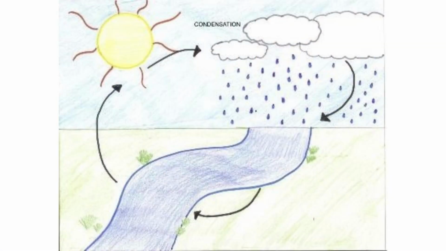Okay, so when the warm air rises, it carries the water vapor with it, and as the air rises higher, it cools down, and the water vapor starts to stick together, turning back into tiny droplets of water, and these water droplets group together to form clouds. It's like when you breathe on a cold window and you see your breath turn into a foggy mist, only in the sky.